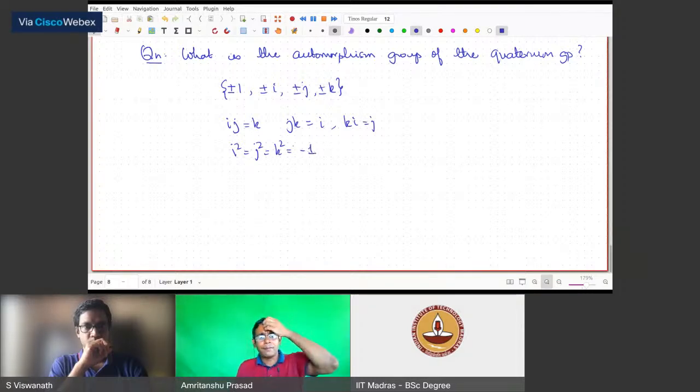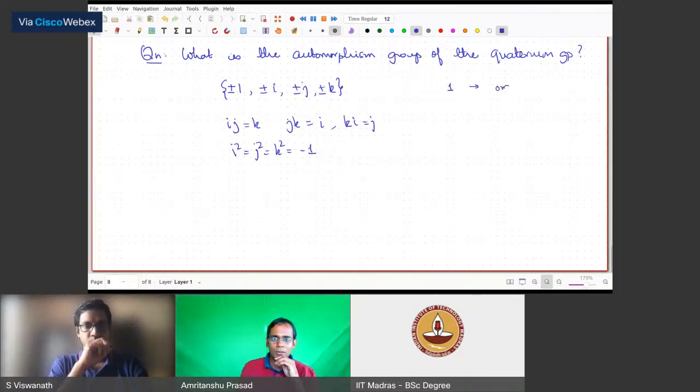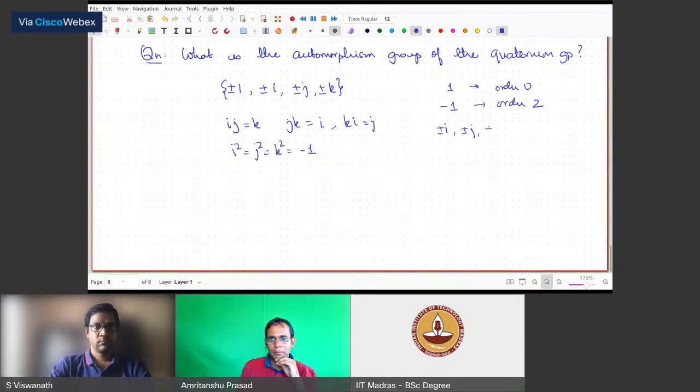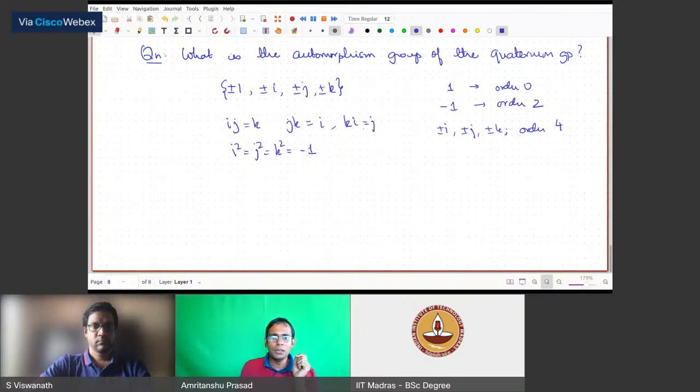Yeah. So now, if you look at the elements, you have the identity element. You can say its order is 0. You have minus 1. Its order is 2. And then you have plus or minus i, plus or minus j, plus or minus k. Each has order 4.